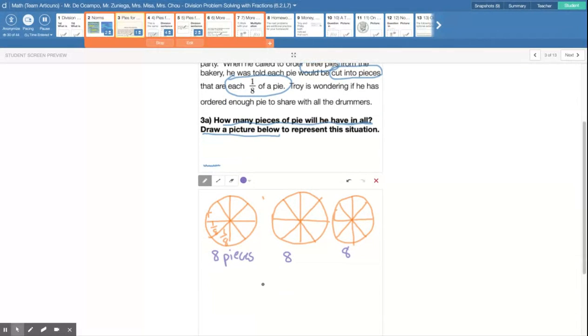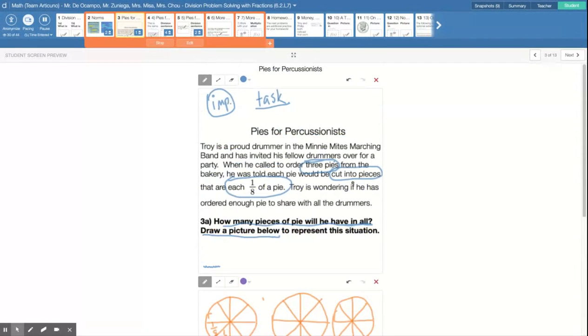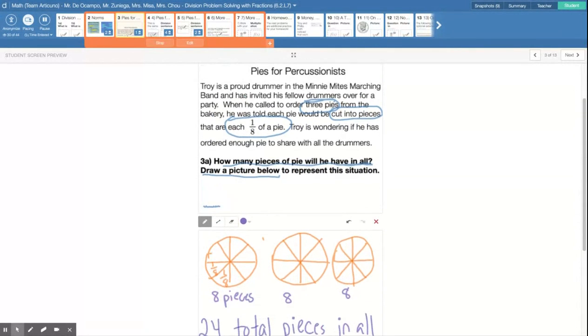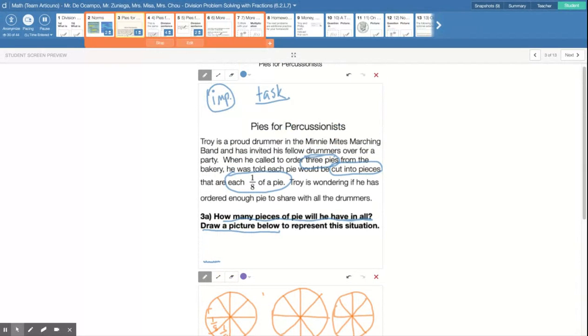Some of your classmates said 3 times 8. But all in all, you should have 24 total pieces in all. I wrote that here, but you don't need to. You should write it here. You should write a sentence saying 24. I hope this helps with understanding. Please let us know if that was difficult to understand in any way.